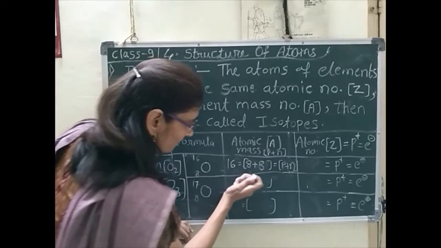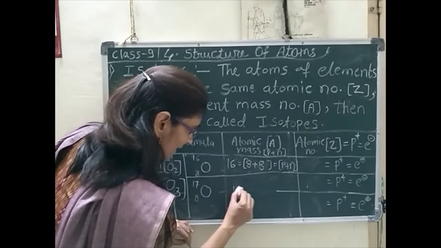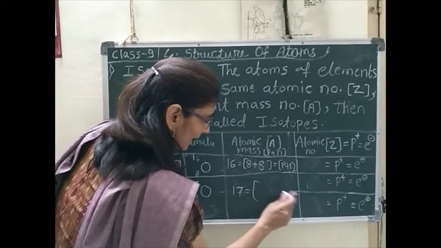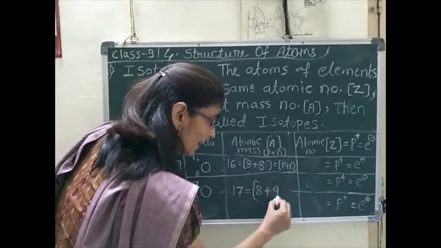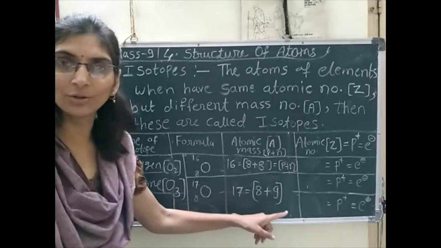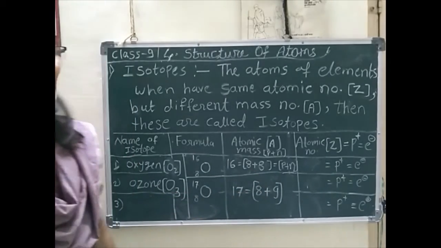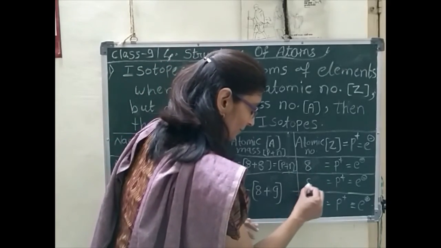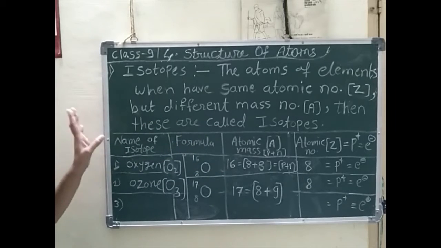But in the case of ozone, what will it be? 17 is the atomic mass, equal to 8 protons plus 9 neutrons. So we can say the neutrons are different in number here. Again the atomic number is 8, the same atomic number for ozone. So these were the important examples.